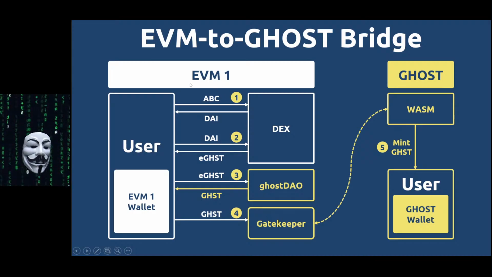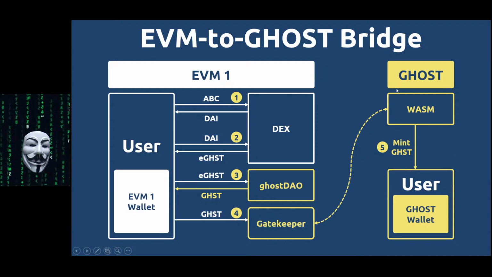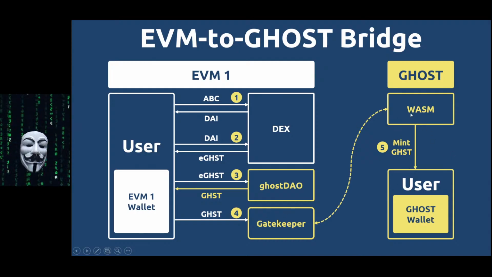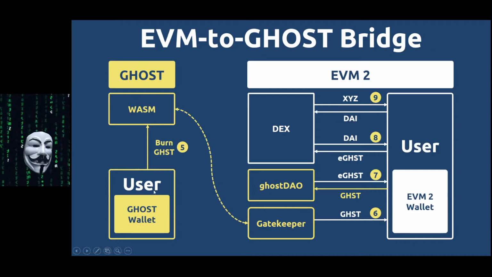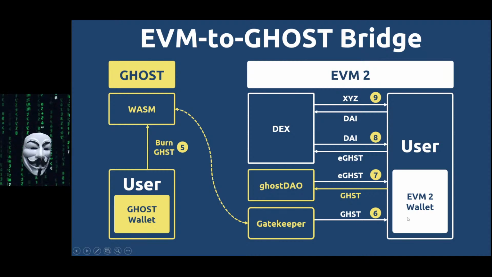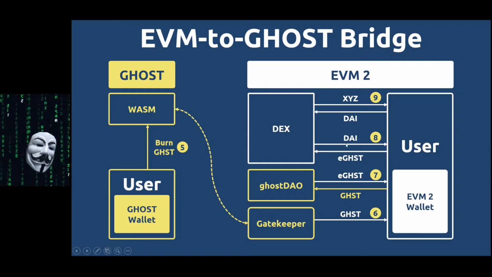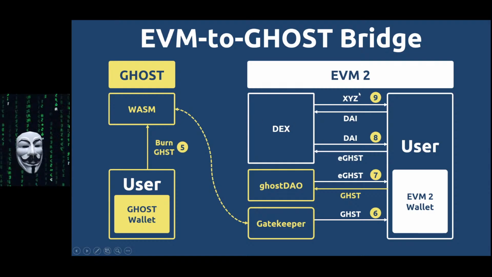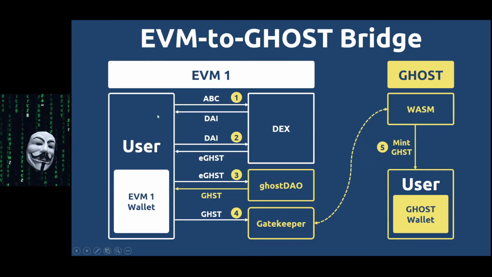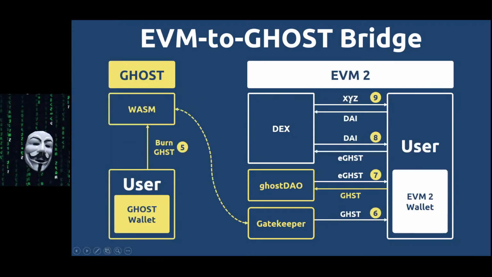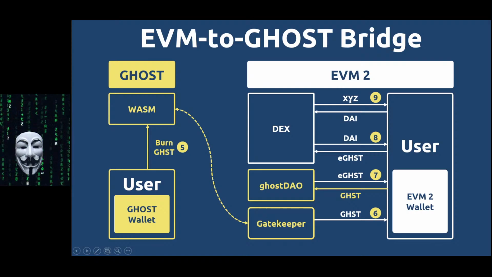All right, so cool. You just turn your ABC into Ghost token. Congratulations. And then that Ghost token will get minted to the Ghost coin by the WASM on the Ghost chain. And then if you want to go to EVM 2, you burn your Ghost coin on the Ghost chain. You get your Ghost token in the Gatekeeper, which will spin it into your EVM wallet number 2 on another chain, for example. Then you unwrap through the Ghost DAO your Ghost into eGhost. And then you swap through two swaps from eGhost to DAI on the DEX, and then from DAI to XYZ. So that is the path for you to go from ABC on chain 1 into XYZ on chain 2. All right, that's cool. That's the EVM.